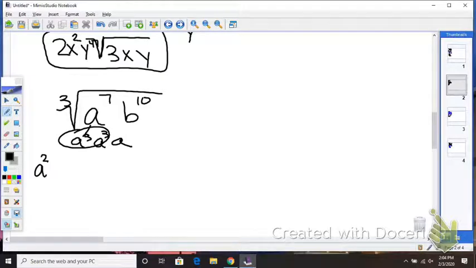When we put it in the house, do we still put the cube above it? Yeah. Yep. So then it's a squared still? Because there's 2 of them?